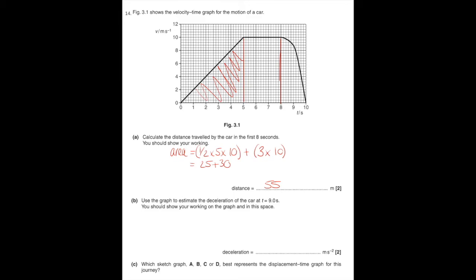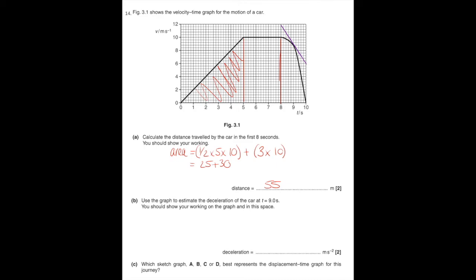Then you're asked to estimate the deceleration of the car at 9 seconds. So again, velocity time graph, acceleration or deceleration is the gradient, but we're on a curve, so you have to do a tangent. So once again, at the point of 9 seconds, you need to draw a tangent onto your graph, and that needs to be clearly visible. Okay, so draw your tangent, and then from that do your working out.